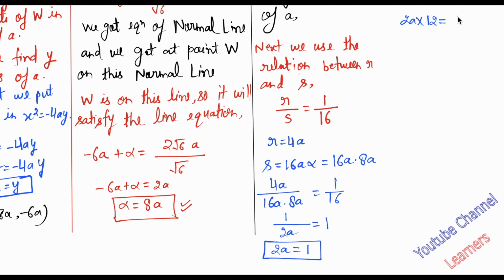So now multiplying both sides by 12, we come to know that 2a into 12 equals 1 into 12, and so 24a has the value 12.